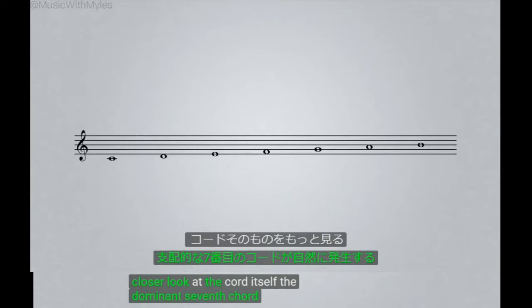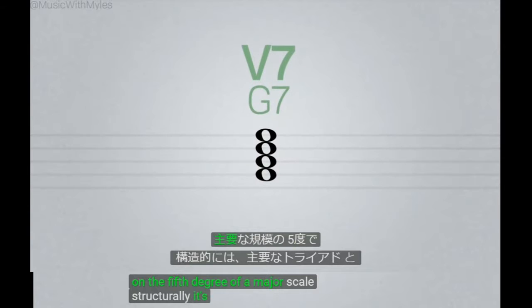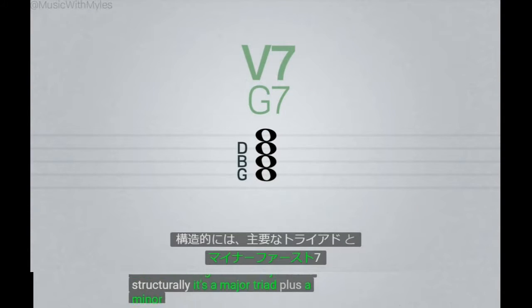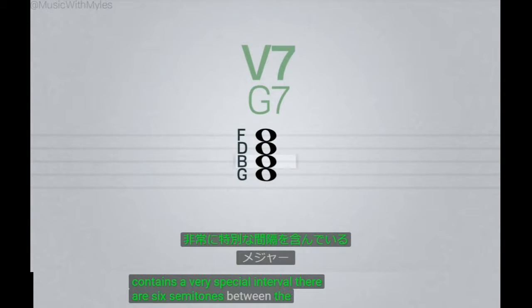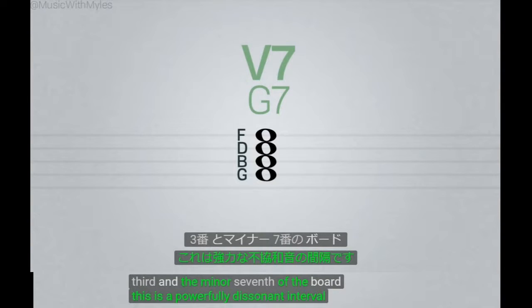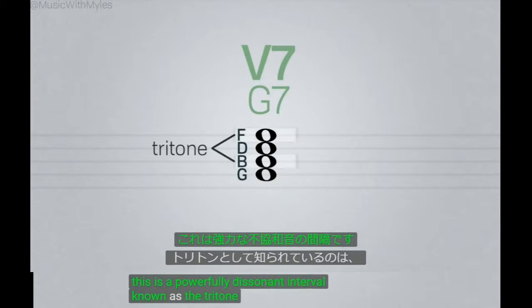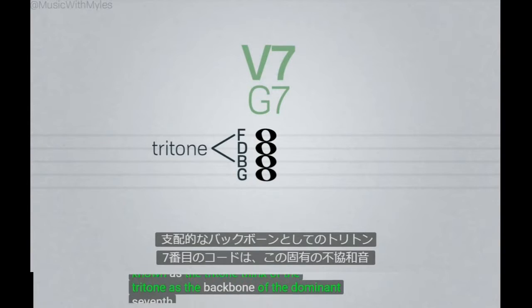The dominant seventh chord occurs naturally on the fifth degree of a major scale. Structurally, it's a major triad plus a minor seventh. Now, this structure contains a very special interval. There are 6 semitones between the major third and the minor seventh of the chord. This is a powerfully dissonant interval known as the tritone. Think of the tritone as the backbone of the dominant seventh chord.